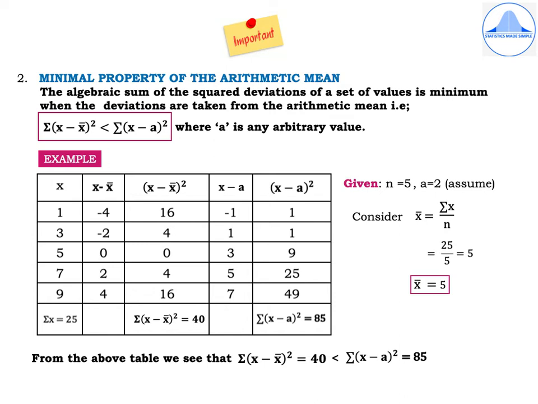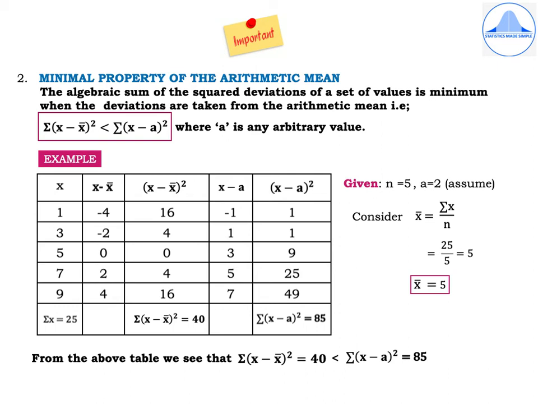So let's understand this property through an example. In the first column, I have the x values as 1, 3, 5, 7, 9. So summation x is equal to 25. So I'll write given n equal to 5, and I'll assume the arbitrary value as 2. It should be a value which is different from the arithmetic mean which we get for the problem. So let us assume that a is equal to 2.